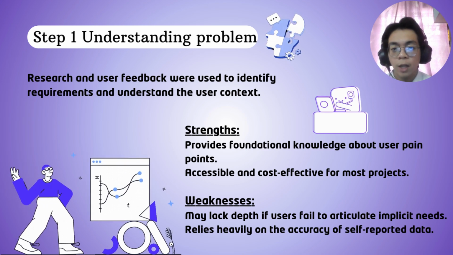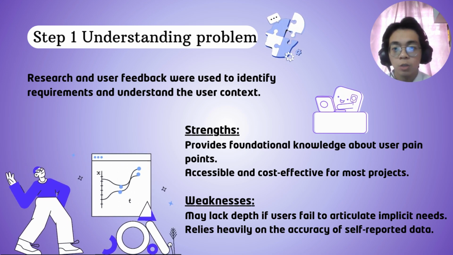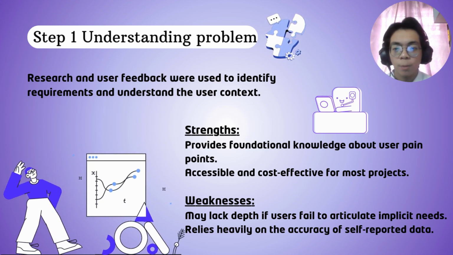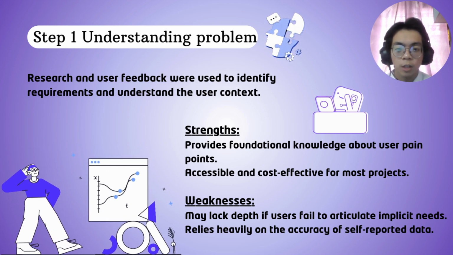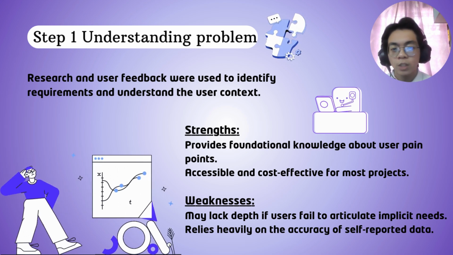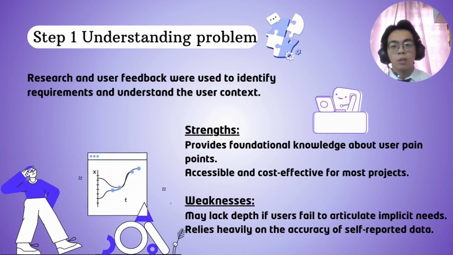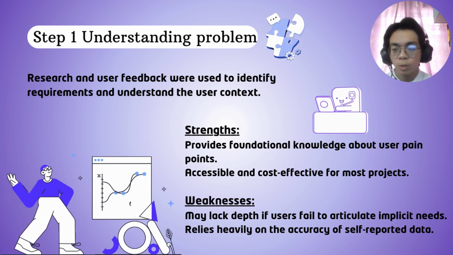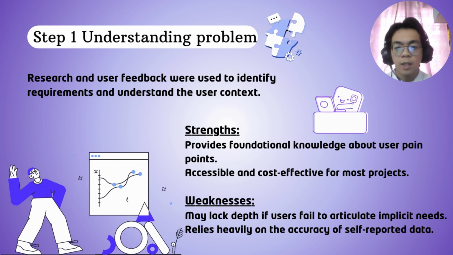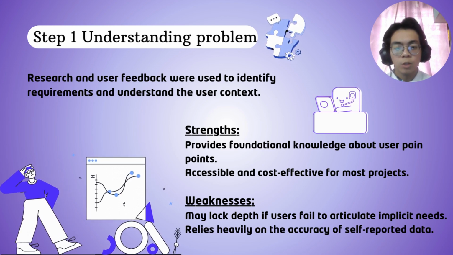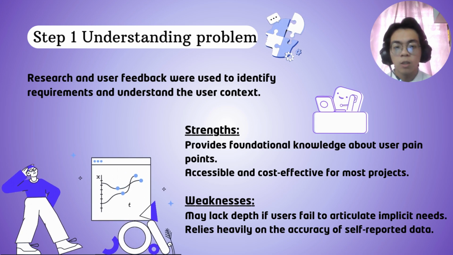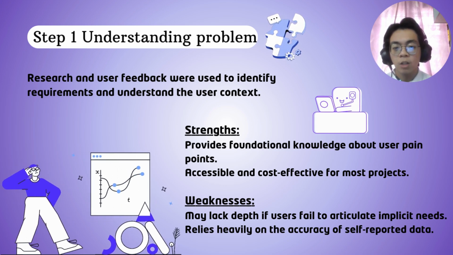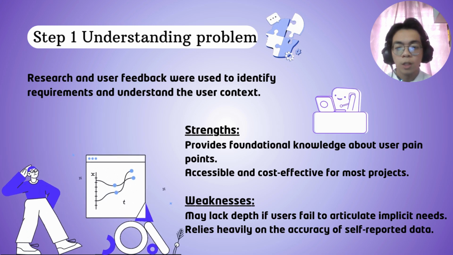In step 1, understanding the problem, research and user feedback were used to identify requirements and understand the user context. The strengths are that it provides foundational knowledge about user pain points and is cost effective for most projects. But the weaknesses are that it may lack depth if users fail to articulate implicit needs, and it relies heavily on the accuracy of self-report data.